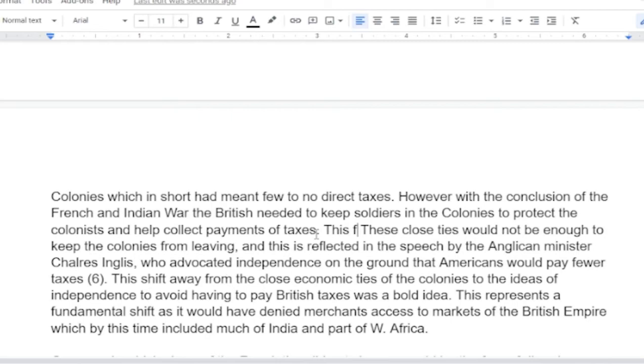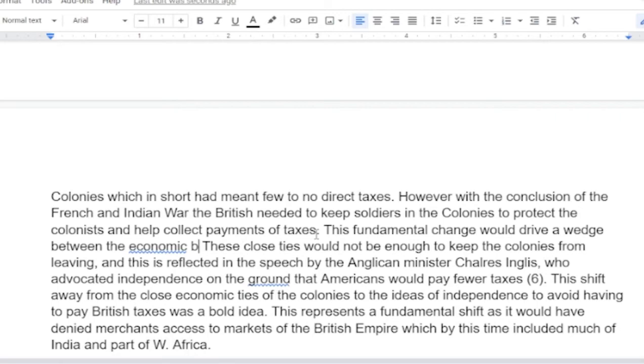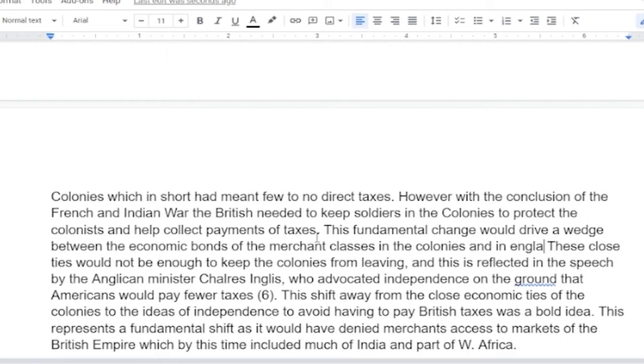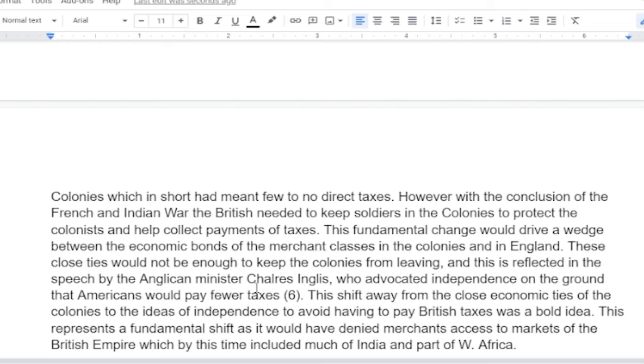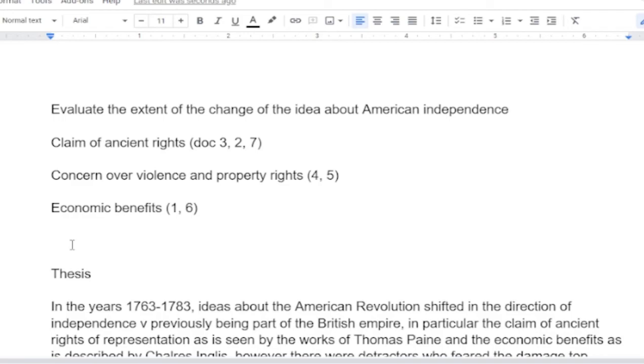This fundamental change would drive a wedge between the economic bonds of the merchant classes in the colonies and in England. Okay. Perfect. We'll just delete that. All right. We have both outside evidence and our context statement. We gotta get our context statement real quick. Okay. Contextualizing.